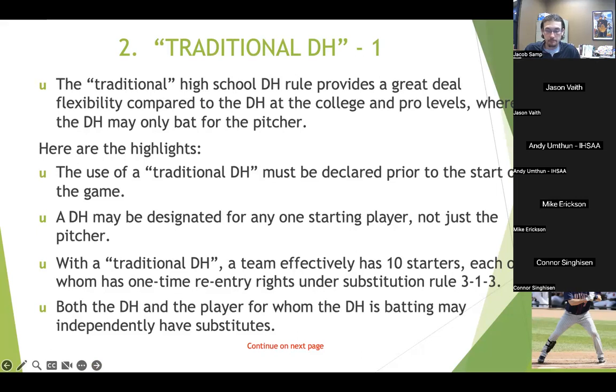And if they utilize the traditional designated hitter, they effectively have a 10-player lineup, and each of the players can be re-entered. So you can re-enter the designated hitter as a hitter if you pinch hit for them. And that's what that last bullet point that Larry had on there was. You can substitute for your DH, and you can substitute for the player that is being DH'd for. Any questions before we dive deeper into the traditional designated hitter rule?